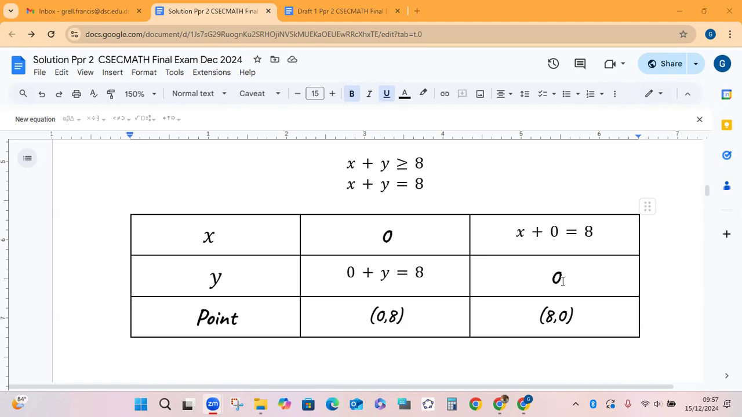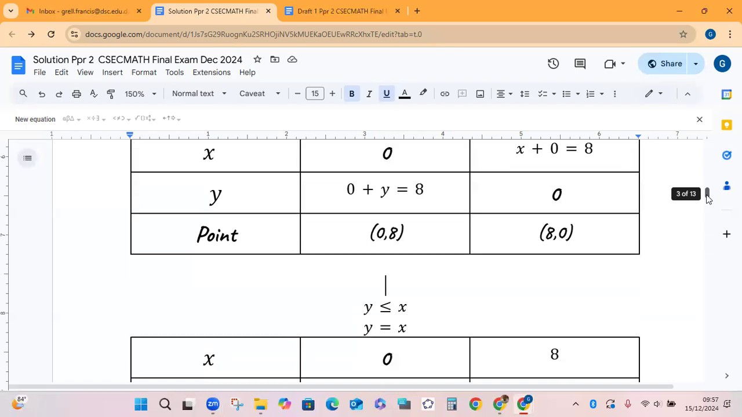Then you can alternate and make y 0 and solve for x. So when you make y 0, x will be equal to 8. So the next point is 8, 0. Bear in mind, a point is x, y. X always comes first. So that's 0, 8, and that's 8, 0. Let's move on to the next inequality.